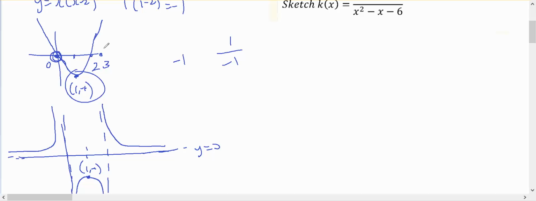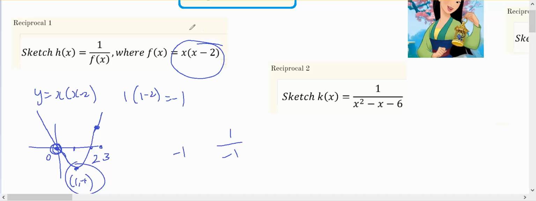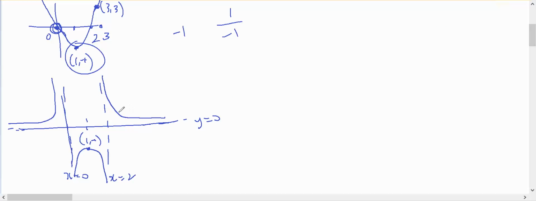So if I say 3, on this curve up here, when x equals 3, 3 times (3 minus 2) is equal to 3 times 1, or 3. So that's 3 and 3. Therefore, on my reciprocal, I'm going to have 3 and 1/3. Asymptote, asymptote, turning point labelled, 2 points labelled.